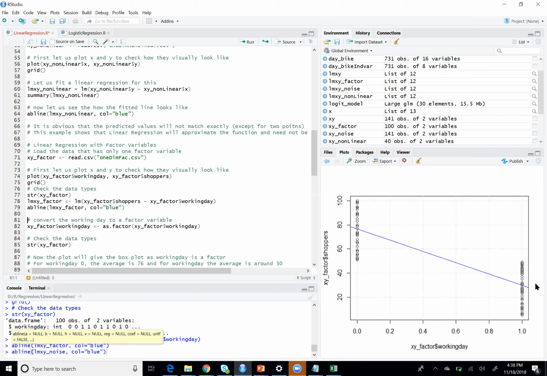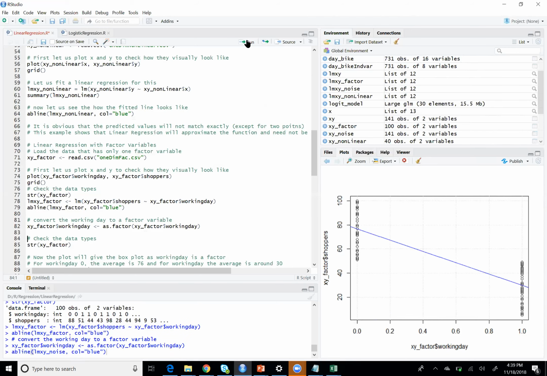Until now, we have seen linear regression for continuous values. If you give discrete values, it looks like this. It passes through the mean of both of them. So that's how we understand what linear regression for discrete variables looks like.